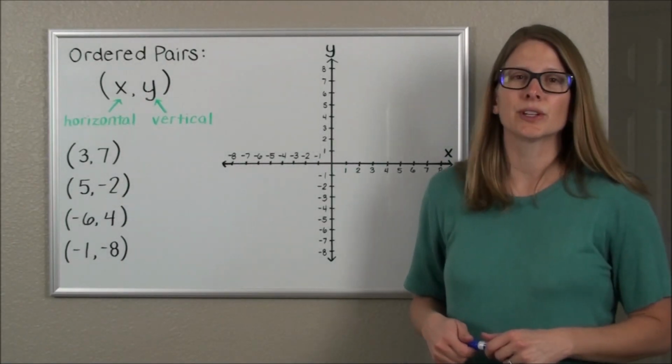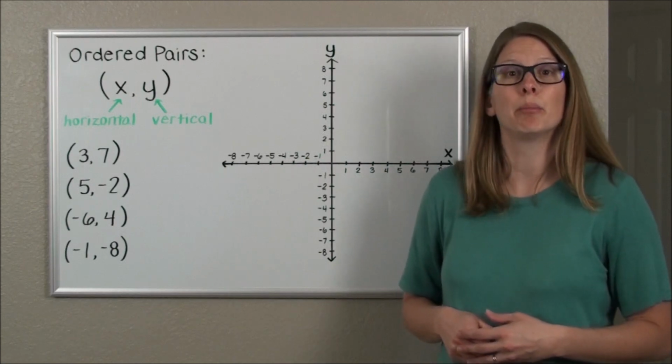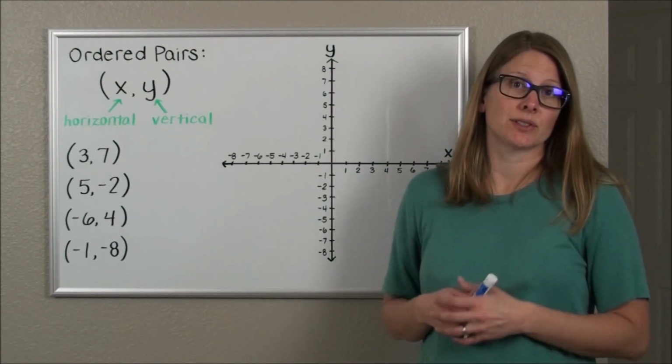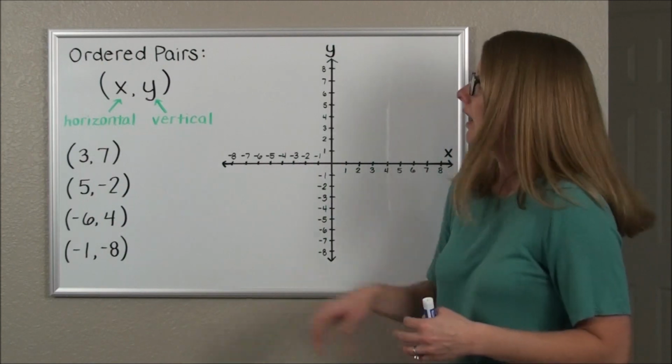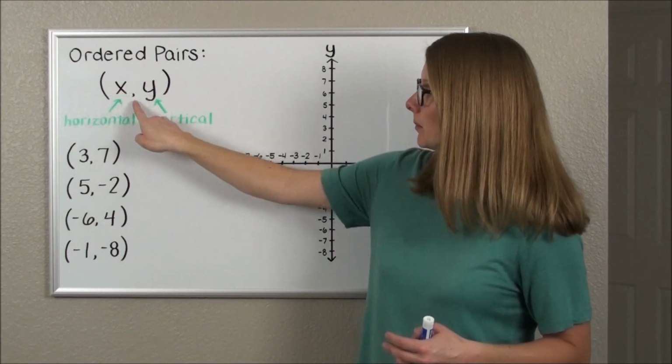In this next section, we're going to look at how to graph linear equations, but before we do that, we're going to review how to graph points in a rectangular coordinate system. So points are described using what we call an ordered pair. An ordered pair is shown in parentheses. It has a pair of numbers separated by a comma.